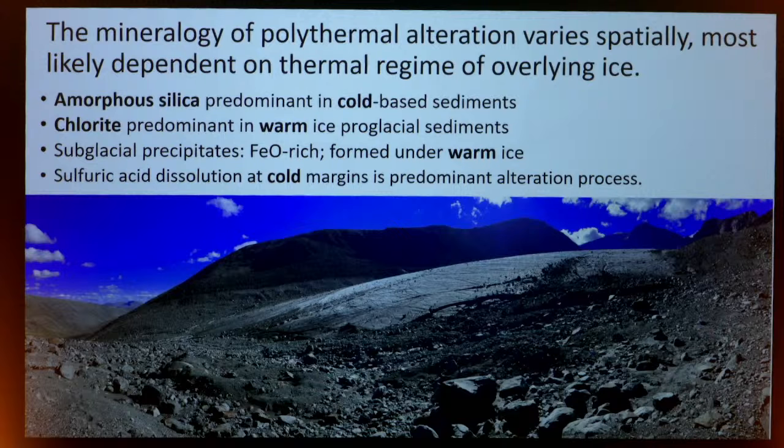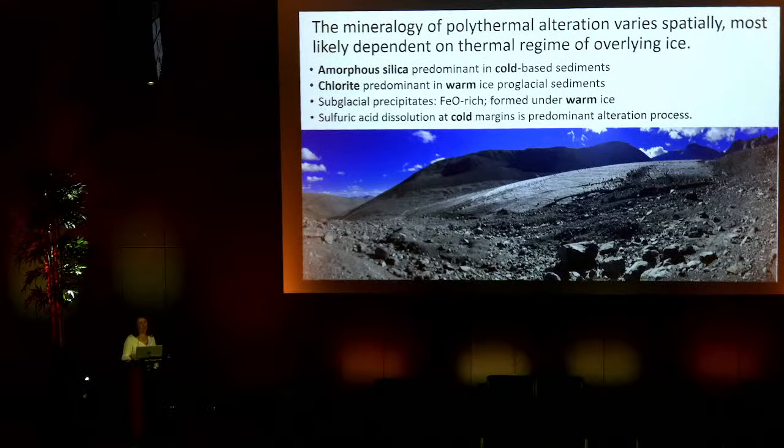And again, I'm not trying to say clays form under this glacier, it's a really small alpine glacier, but we are seeing clays being broken down out of the rock and left as evidence of that breakdown. We see subglacial precipitates that are really iron-rich. Those definitely, or almost definitely, formed under the warm ice because you have to have glacial sliding to form those. And finally, we see a lot of sulfuric acid dissolution at the cold margins.